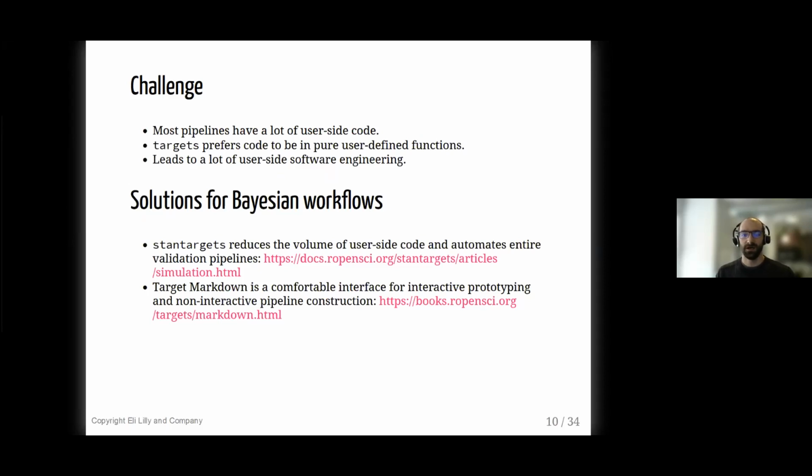And that can put a barrier on how easily you can get started with targets. And I'm going to address two different ways that I've tried to address this problem, both in terms of writing packages that give you ready-made pipelines already, especially for a Bayesian setting, and also the literate programming side, which could decrease the amount of software engineering that the user has to do.